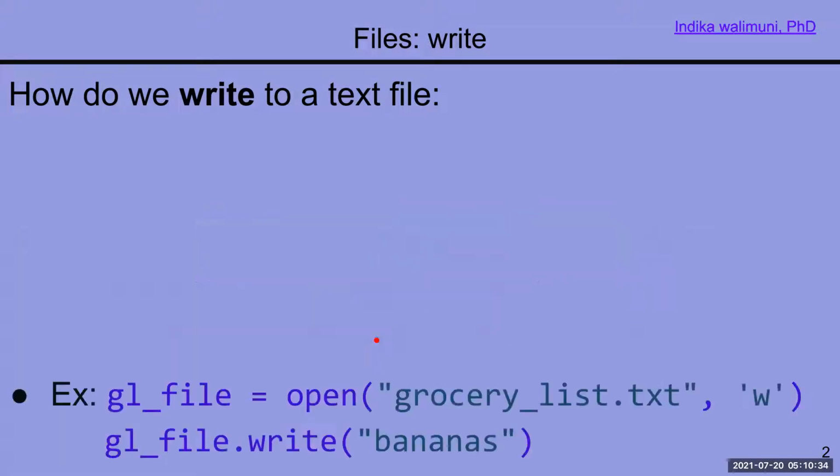Here's an example. We have a file named grocery list. We're going to create a list of grocery items. So we open the file, and then we write the first item. Let's test this.